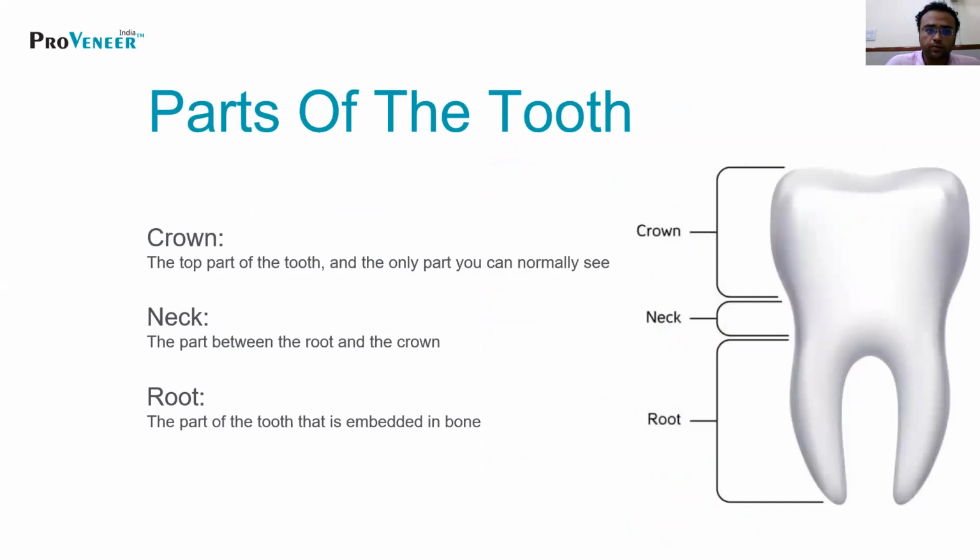And what are the parts of the tooth? The tooth is divided into three parts: the crown, neck, and root. Basically, we focus on the crown and the root structure. The crown is the structure which you can normally see in the oral cavity. The root is the structure which is embedded in the bone. The root is not usually visible clinically.